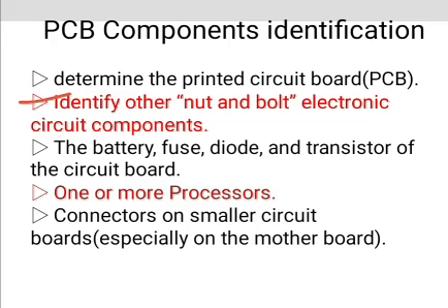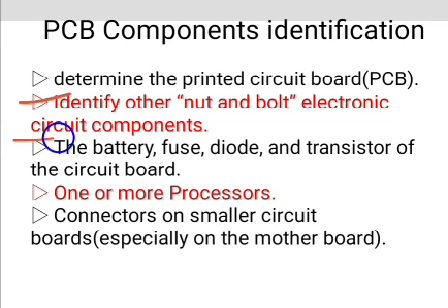Next, second one, identify nuts and bolts, other electronic circuit components. As a designer, you will have to fasten your PCBs. When it comes to fastening, you will have to choose between nuts and bolts. Bolts come in different length sizes, but nuts have a standard size. Again, depending on where you intend to use your PCBs, you may be forced to choose between nut or bolt fasteners.